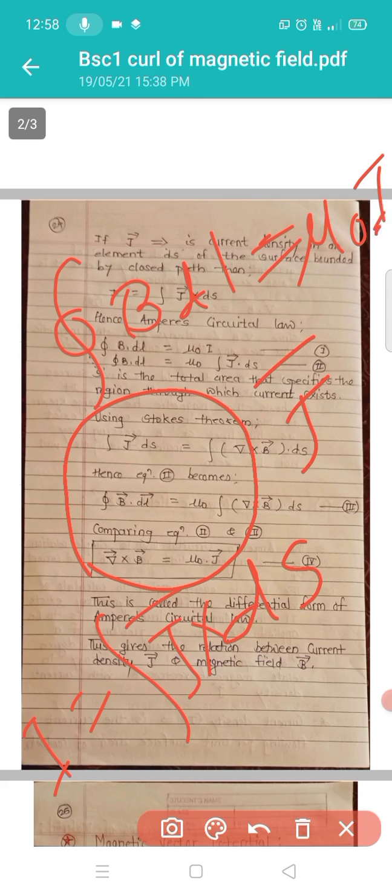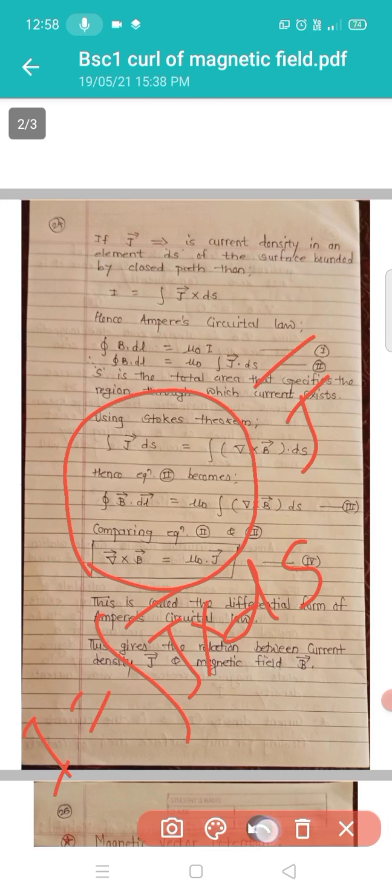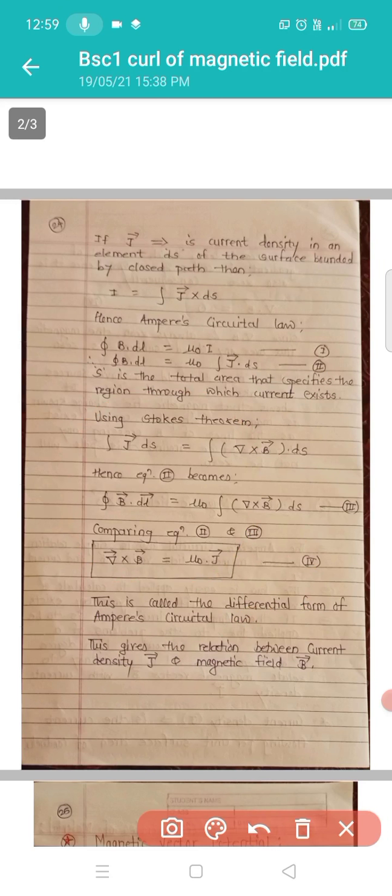Now put the value of I, where I is equal to the integration of J dot ds. Putting the value of I, the line integral of B dot dl is equal to mu naught times the integration of J dot ds. This is equation number 2. S is the total area that specifies the region through which the current exists.